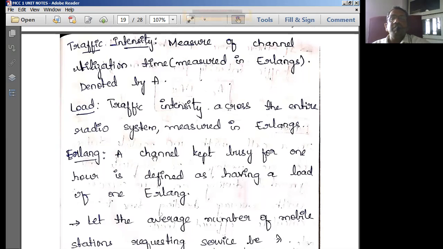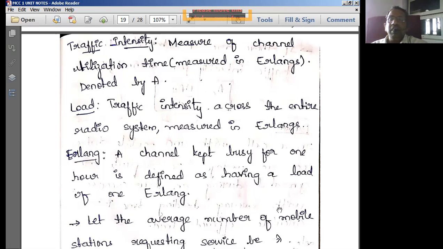So the next one is traffic intensity. What is traffic intensity? The measure of channel utilization time is known as traffic intensity. It is basically measured in erlangs. So here everything is related to time, because everybody wants to have their call within time bounds.